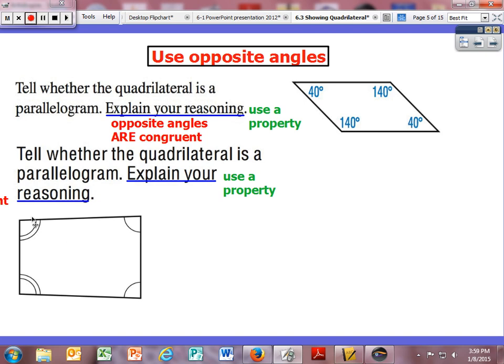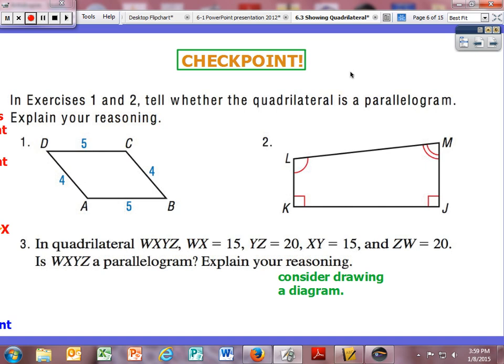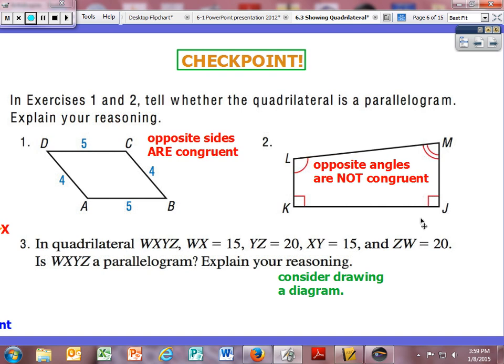Alright, down here, notice you do not have opposite angles congruent. Okay, the ones beside each other are congruent, but the opposite ones are not, so this is not a parallelogram. Okay, pause the video, give these a try. Okay, the first one, opposite sides are congruent, so this is a parallelogram. Second one, opposite angles are not congruent, so no, this is not a parallelogram.